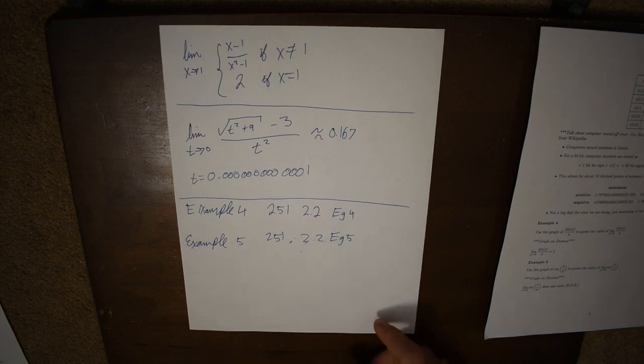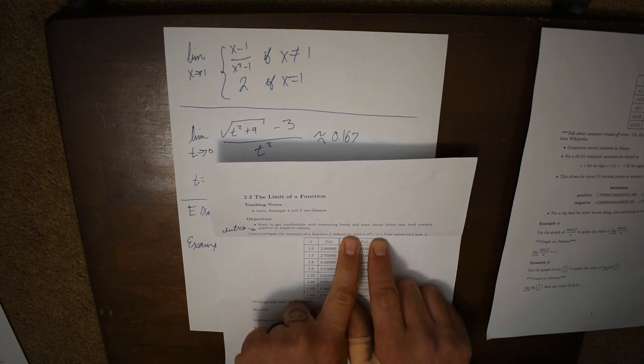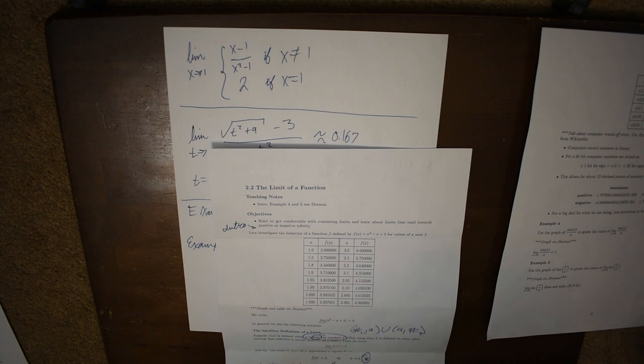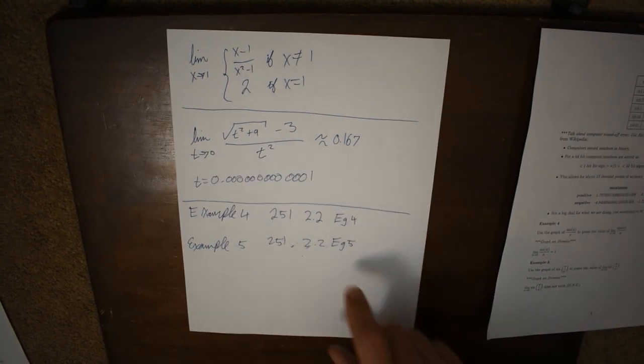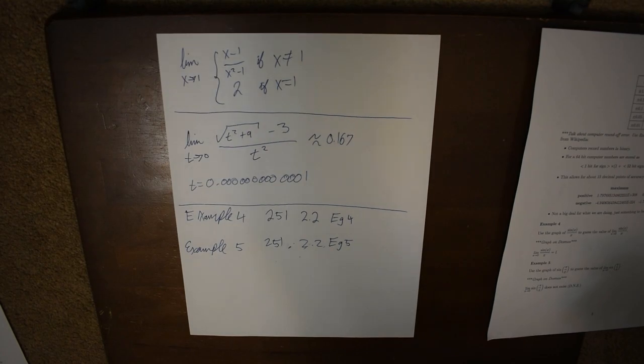The first one that we talked about, the one for this function, x squared minus x plus 2, that's intro. That's going to be 251, 2.2 intro. But these are the two graphs. Let me pull them up on my computer.